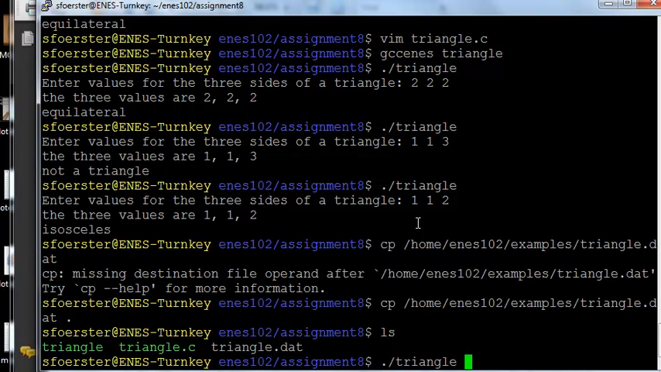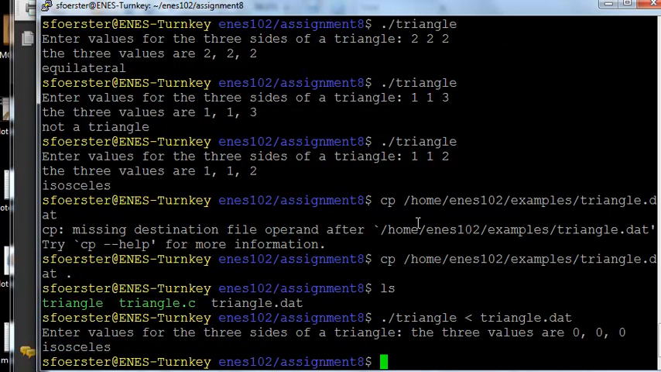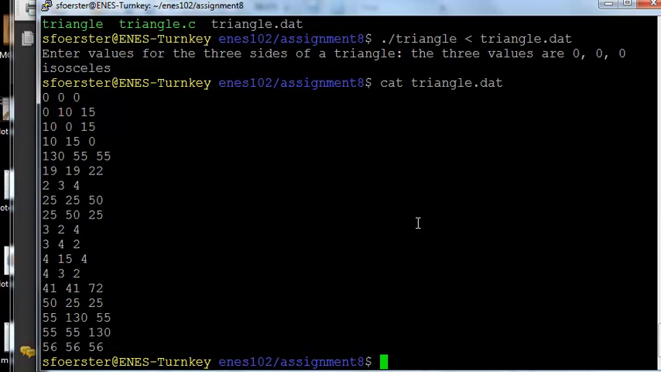Triangle. I'm going to feed it, instead of from the keyboard, I'm going to redirect it to this triangle.dat. But it's only executing one value. Cat triangle.dat. Oh, look at all those. Oh, so there's a whole bunch of values in there, but it's only doing the first one. I don't want to have to type all those in.